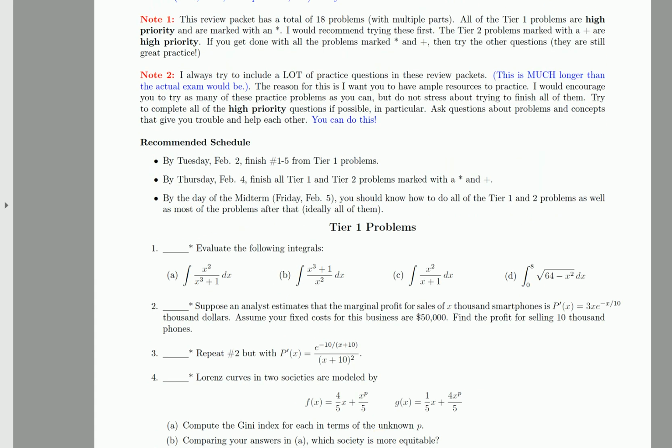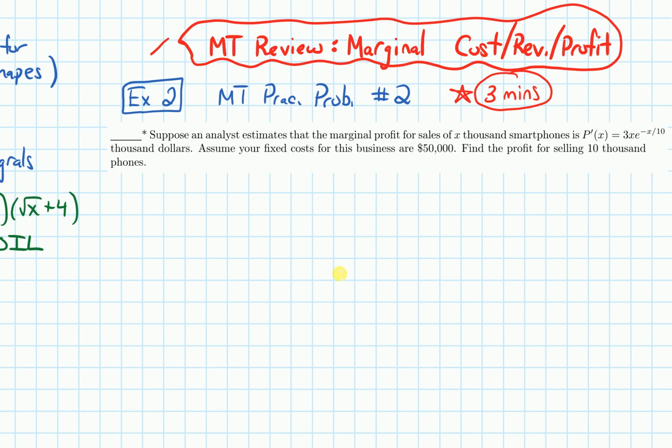Alrighty, so let's take a look at the question. Suppose an analyst estimates that the marginal profit for sales of x thousand smartphones is given by P prime of x equals this thing, in $1,000. Assume your fixed costs for this business are $50,000. Find the profit for selling 10,000 phones.